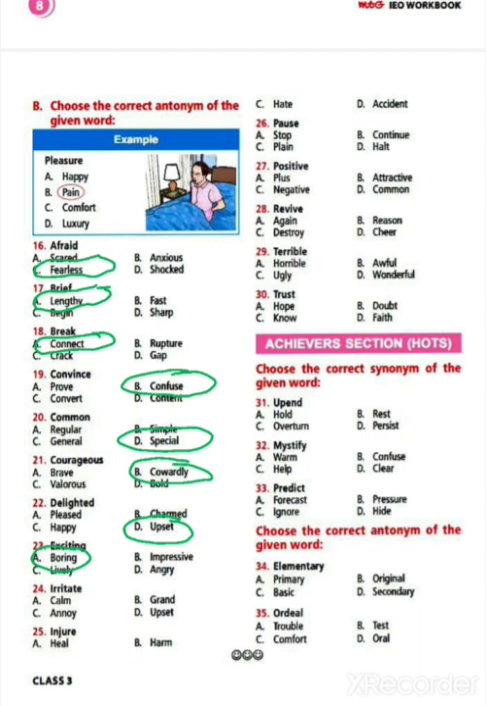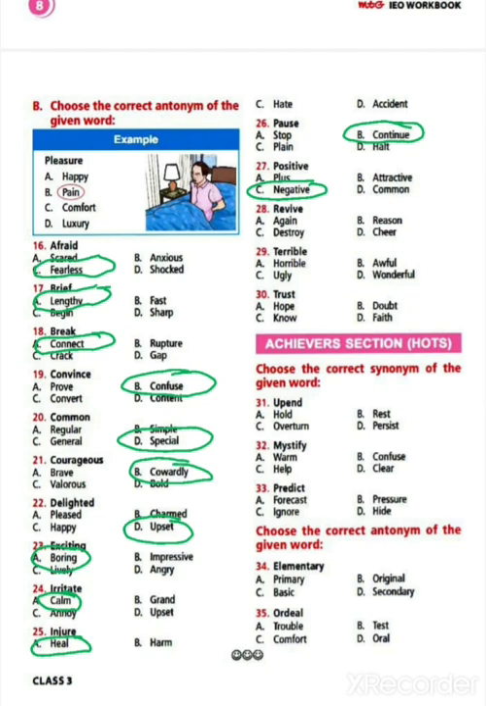Then 24, the word is irritate, and your opposite over here is calm. When you're not affected by anything, you just keep calm, you are very peaceful. Number 25 is injure, and your opposite here is heal, heal means to cure. Number 26 is pause, and the opposite of it is number B, continue. Number 27, positive, opposite is number C, negative.